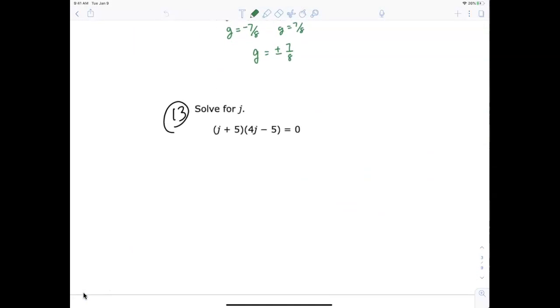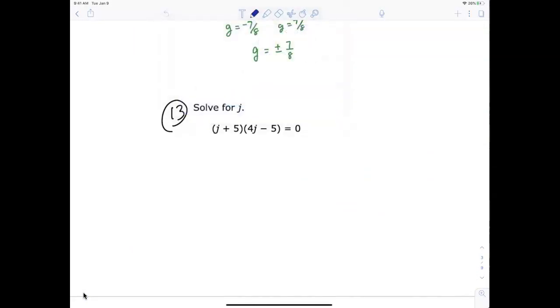Okay, nothing really has changed. So again, we just set the individual factors equal to 0. And now j equals negative 5, or 4j equals 5, j equals 5/4. So these are our two solutions. J equals negative 5 and j equals 5/4.